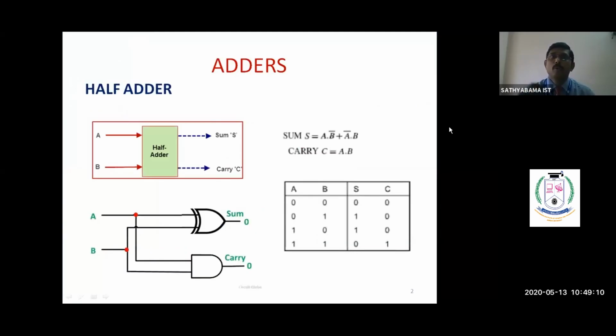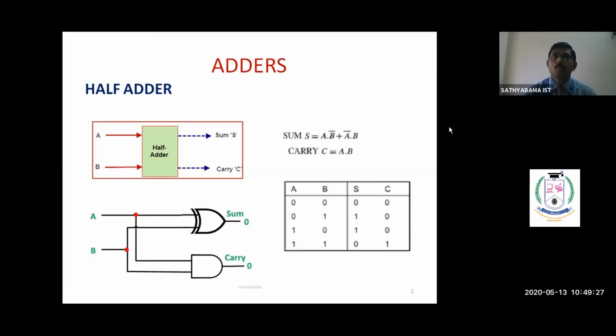Suppose we want to add two binary bits, A and B, we are going to use the half adder. The half adder produces the outputs sum and carry. Sum is nothing but A XOR B, and carry is nothing but A AND B.